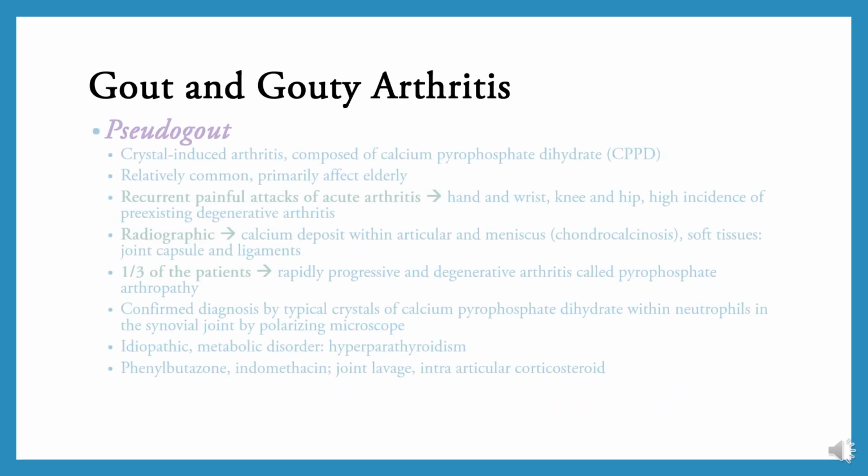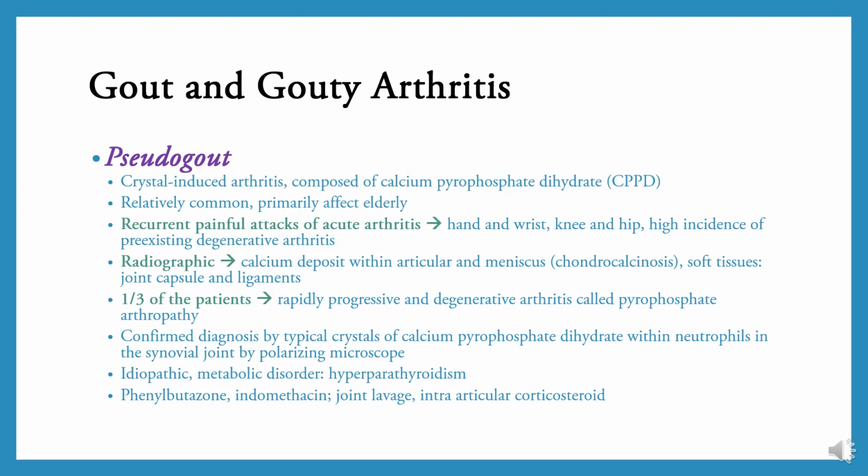In pseudogout, there is a crystal-induced arthritis composed of calcium pyrophosphate dihydrate. It is relatively common and primarily affects adults. There are recurrent painful attacks of acute arthritis. Radiographically, there is calcium deposit within the articular cartilage and meniscus. In a third of patients, there is a rapidly progressive degenerative arthritis called pyrophosphate arthropathy.